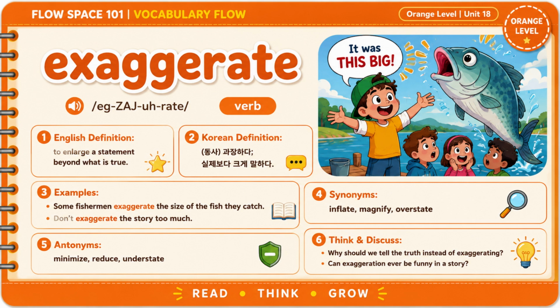Some synonyms are overstate, inflate, magnify, and stretch the truth. Some antonyms are minimize, reduce, understate, and tell exactly. Think about this. Why do people sometimes exaggerate stories?